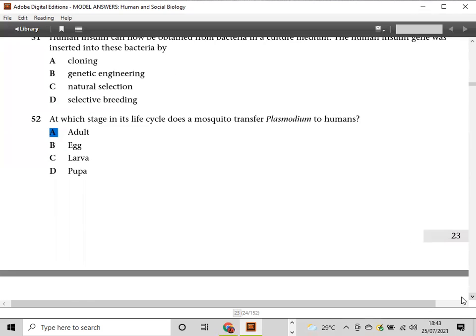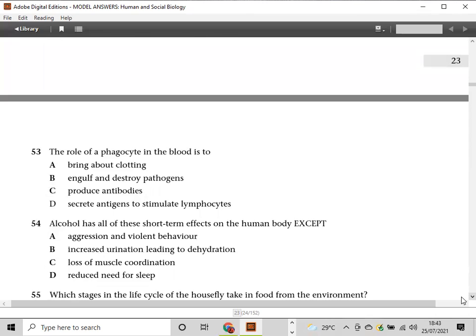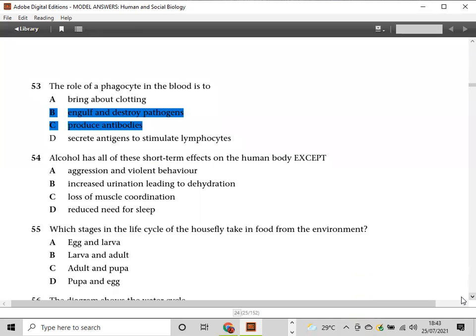only 8 more to go on this paper. And that's 53. The role of the phagocyte in the blood cell is to, and that is E. Engulf and destroy pathogens. 54. An alcohol has all short-term effects on a human except reduce sleep, reduce need for sleep.